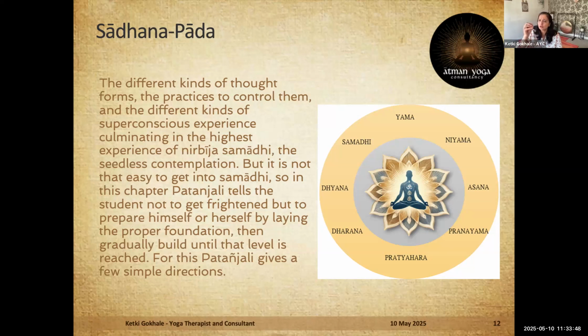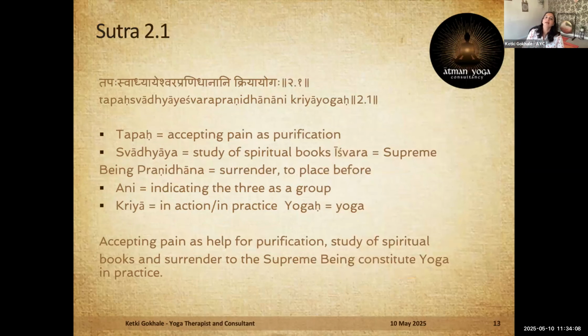Okay. So you must have known the Ashtanga Yoga, which we will be covering later in the second chapter. Yama, Niyama, Asana, Pranayama, Pratyahara, Dharana, Dhyana and Samadhi. So this is the eight-limbed yoga, Ashtanga Yoga. But before that, he starts the first sutra of Sadhana Pada by giving us the sadhana of Kriya Yoga.